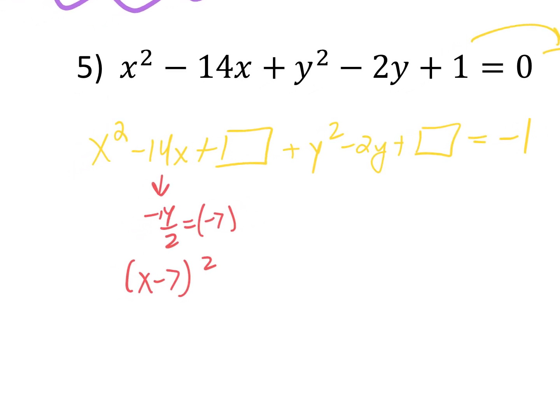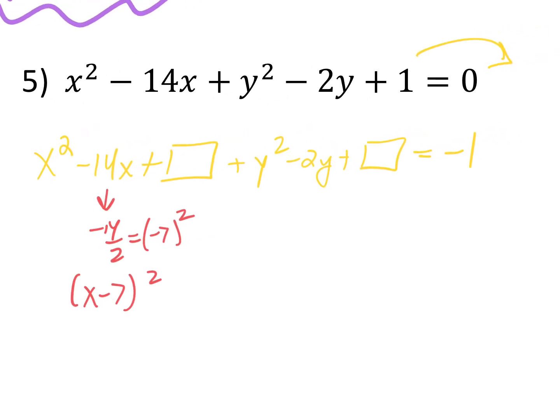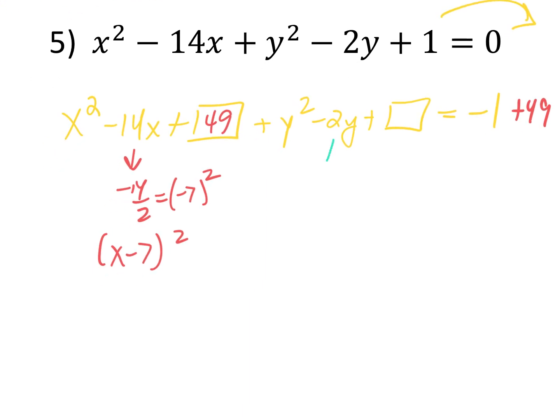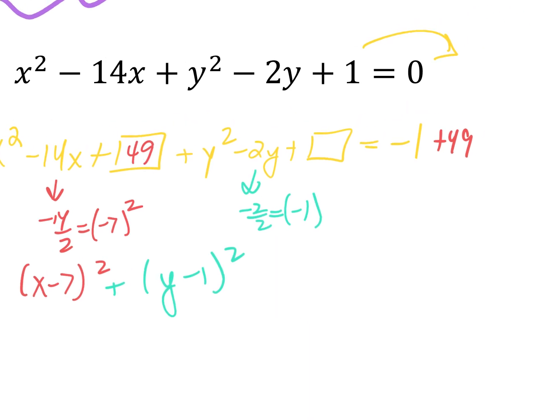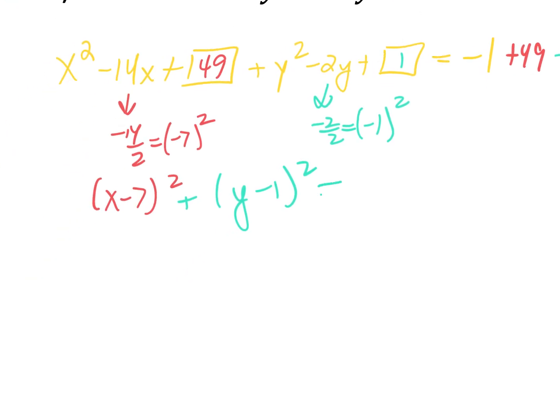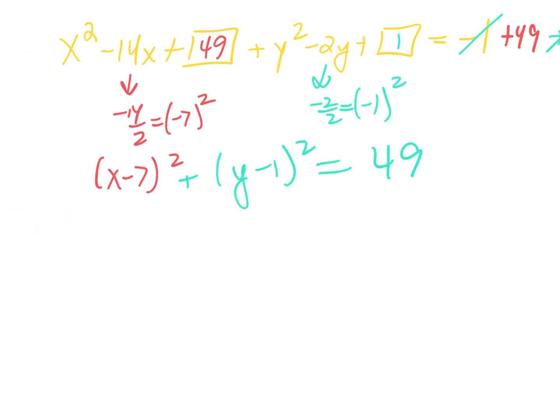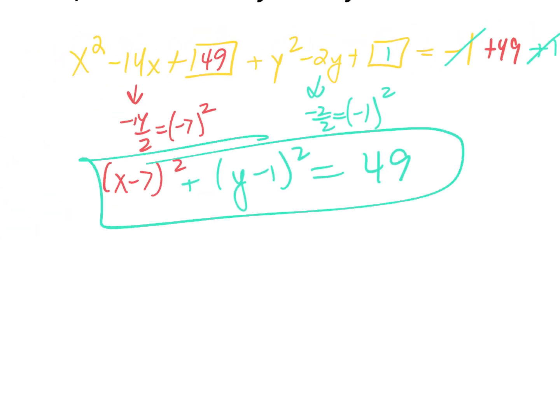And then I take -7 and I square it. That's what goes in my squares. What is -7 squared? 49. So if I add 49 to one side, I add 49 to the other. Good. Now I do the same thing over here with my y. What's -2 divided by 2? -1. So it's y minus 1 squared. And then when I square -1, what do I get? 1. So I'm going to add 1 over here. So my -1 and my positive 1 cancel out. I'm left with 49. So there's my equation of my circle. What is my center?